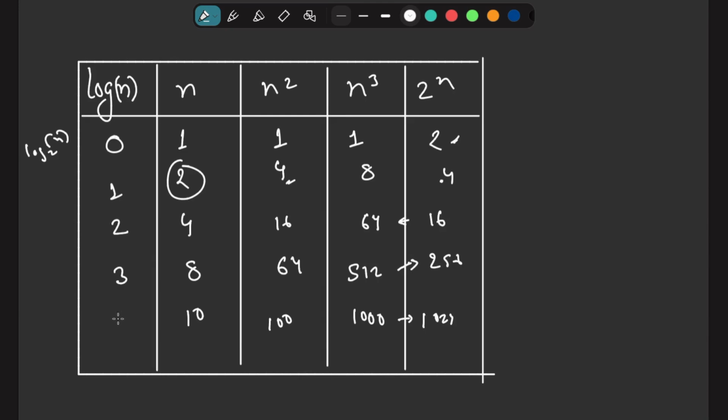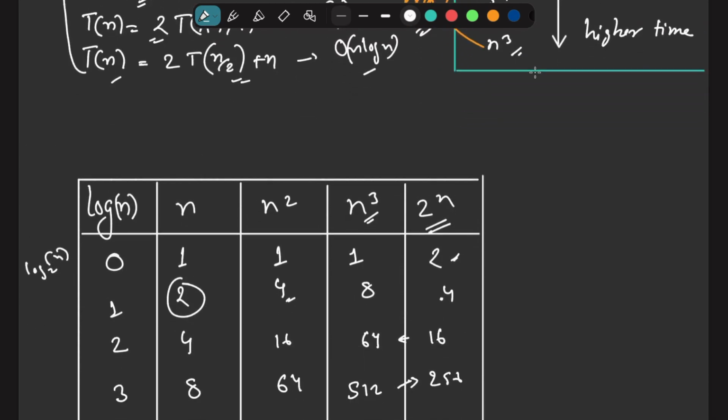And log n will be approximately 3.2. I am writing just the approximate values, it's not accurate. But now let's take n as 11. As we take n as 11, n square will be 121, n cube will be 1331, and 2 power n will be 2048, which is almost double. So the growth of 2 power n, as we see, is greater than n cube.